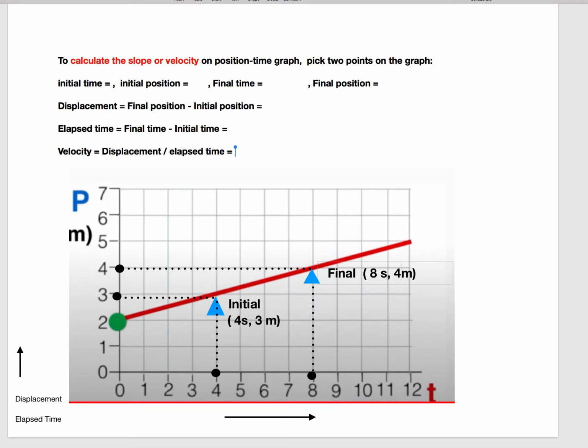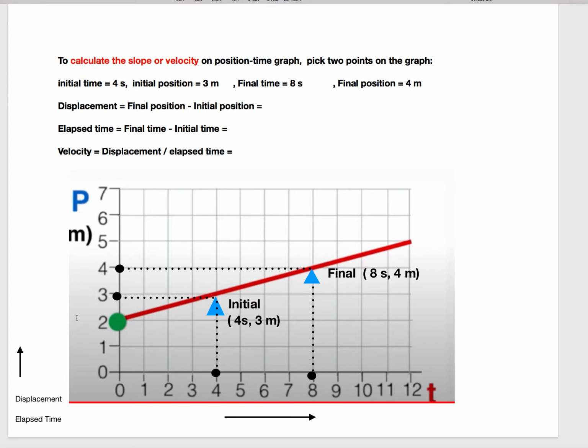After I do this, I'm almost done. So I put the values here. The initial time that I picked is 4 seconds. And then the initial position, which is 3 meters. And then if you want final, here the final time is 8 seconds, or the end if you want to say. And then the final position is 4 meters.